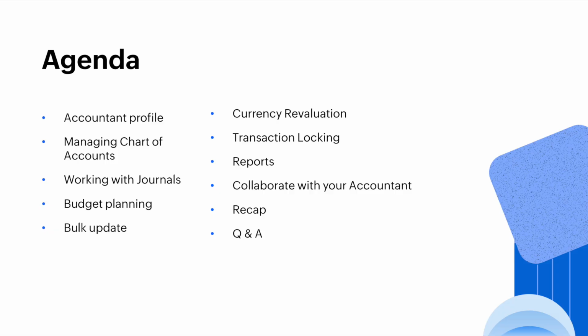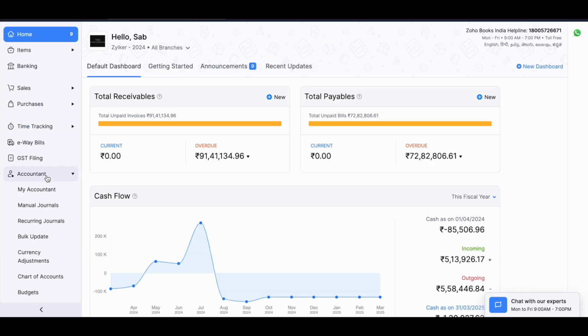The accountant module is a foundational feature that streamlines your financial management. So, basically, using this accountant module in Zoho Books, you can pass manual journals, you can create currency adjustments, create budgets, and you can also lock the transaction if required. So without further ado, let us now dive into our topic on the accountant module. We'll move into the accountant module.